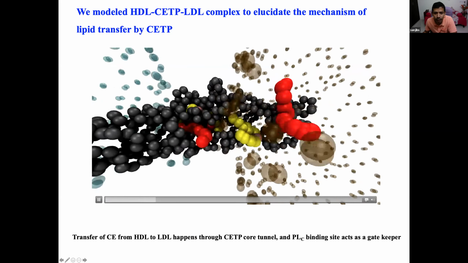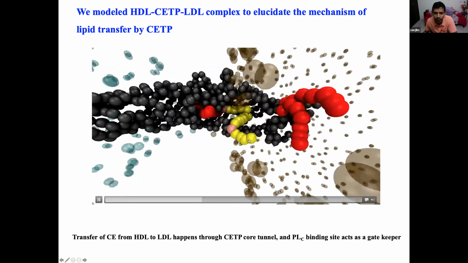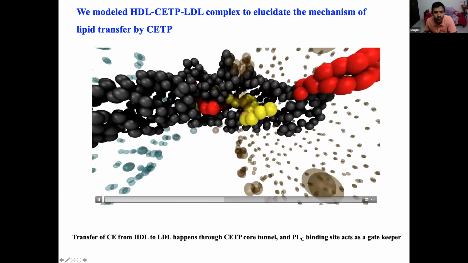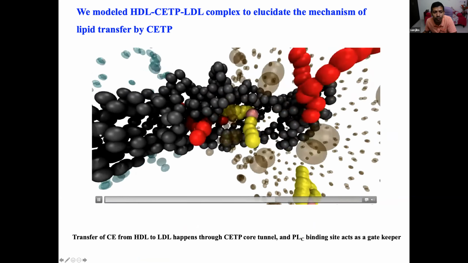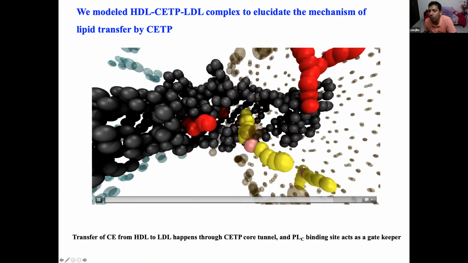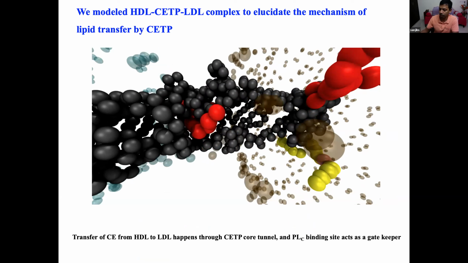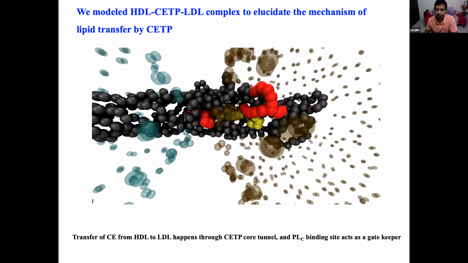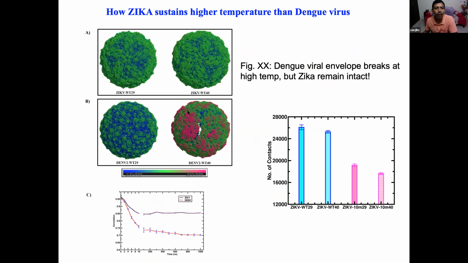As you can see, these are the lipid molecules. Red is one kind of neutral lipid, and yellow is another kind of neutral lipid. As you can see, the CETP has a tunnel, and through the tunnel, it is basically getting the neutral lipid from HDL and transferring the neutral lipids to the LDL. So this microscopic information of the lipid transfer mechanism we could bring out from coarse grain simulation, which was otherwise not possible from all atom simulation.